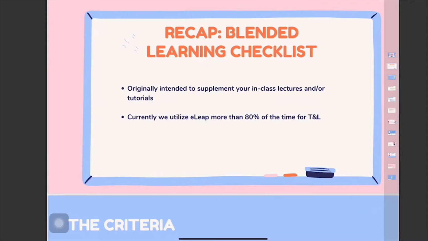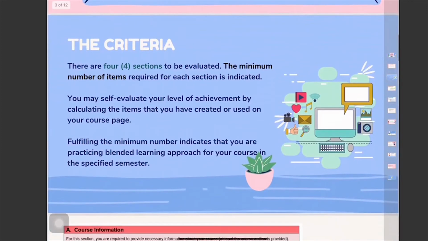There are 4 sections to be evaluated in order for us to get the BL practitioner status for our course. The minimum number of items required for each section is indicated. I will show you the list after this.